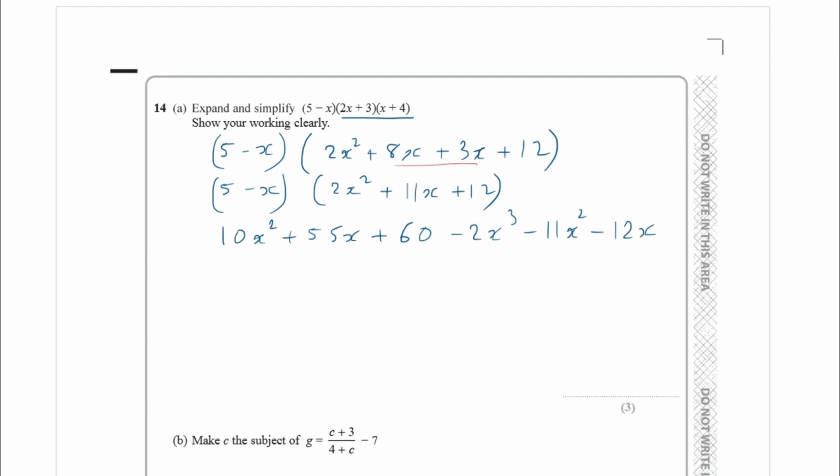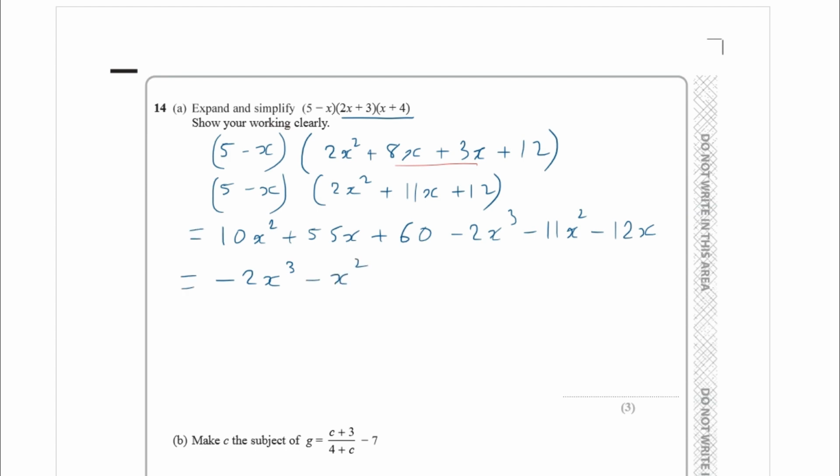So grouping this, starting from the highest power of x, we're going to see that we have 2x cubed first. So we'll say negative 2x cubed. And then thinking about how many x squares we have, well, we have 10 minus 11. So the x squared coefficient is going to be this one, and we can group them together. So what is 10 minus 11? Well, 10 minus 11 is negative 1. So negative 1x squared is just going to be negative x squared.